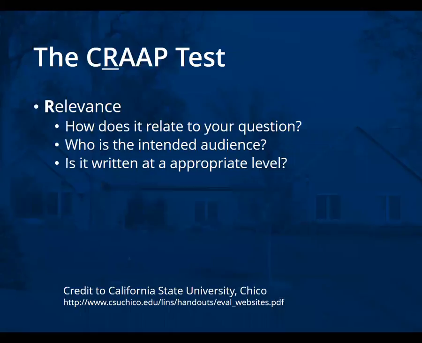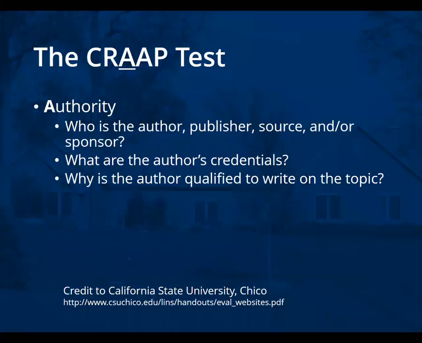R, relevance. So this is the question of how does this item relate to your research? Who is the intended audience of that item? Like we asked before, who is this written for? And is it written at an appropriate level for graduate research? Authority. So this is the question of who produced this information, who produced this article or this book. Who's the author, what are their credentials, where did they study, where did they teach, why are they a qualified expert to speak to your research question?